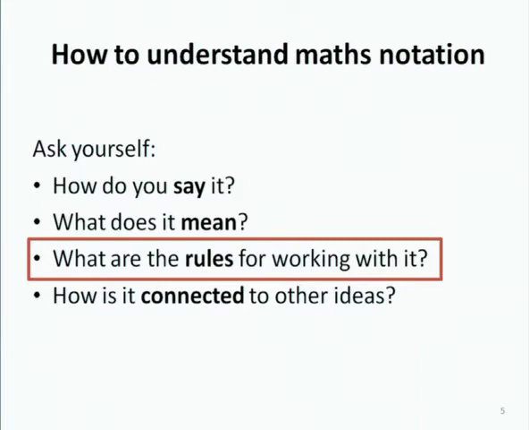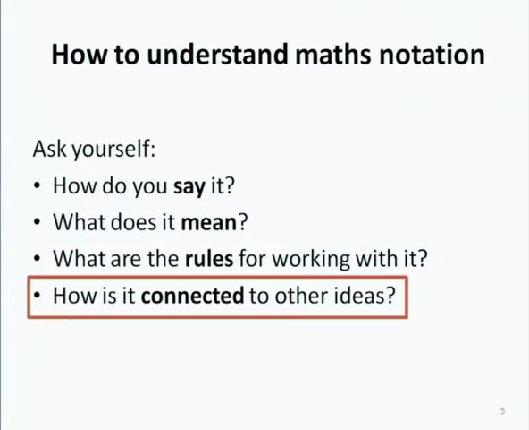There will be things that you're allowed to put next to it. There'll be ways for multiplying things. There'll be ways for adding things. Those sorts of ideas, and you want to know what the rules are. And what are the rules for even how to write it down? Sometimes, with some maths notations, if you write it in a certain way, it doesn't mean anything at all. And sometimes if you write it in a different way, it means something different. So you need to work out what the rules are for writing it down and for connecting it with other stuff. And finally, how is it connected to other ideas?